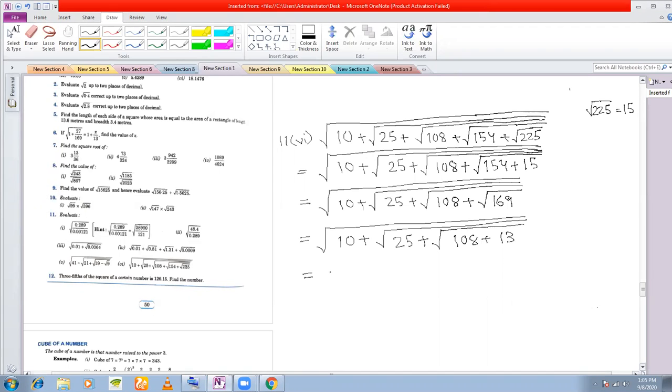So this you get square root of 10 plus square root of 25 plus square root of 108 plus 13. That is how much? 121.